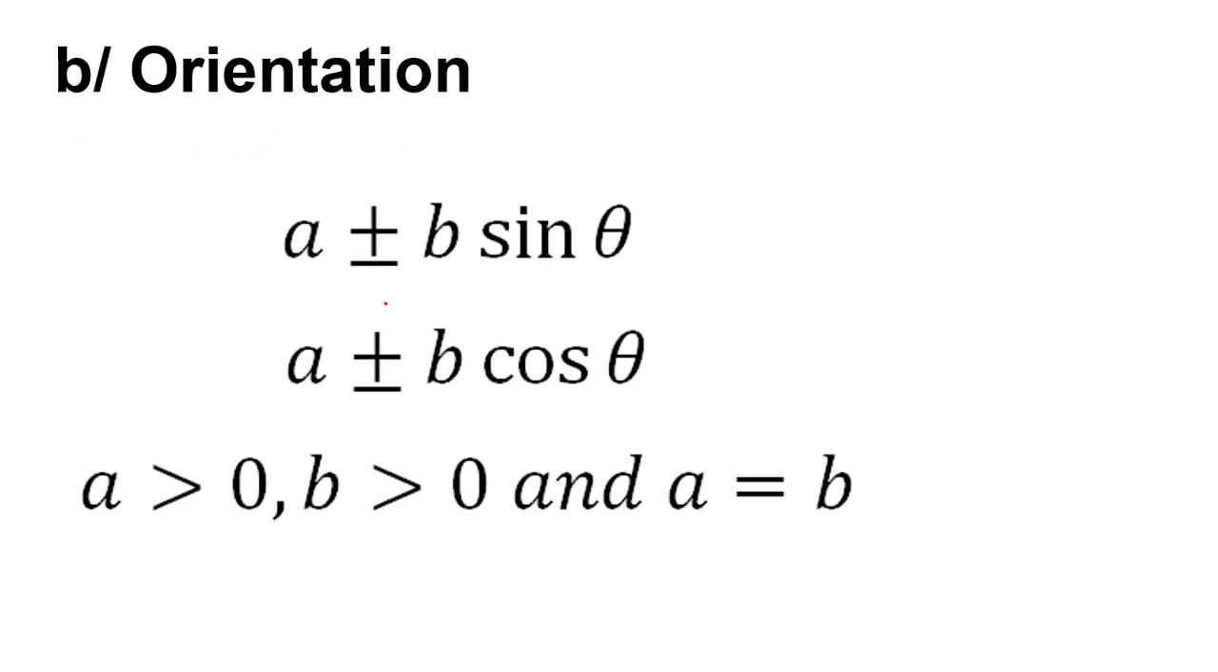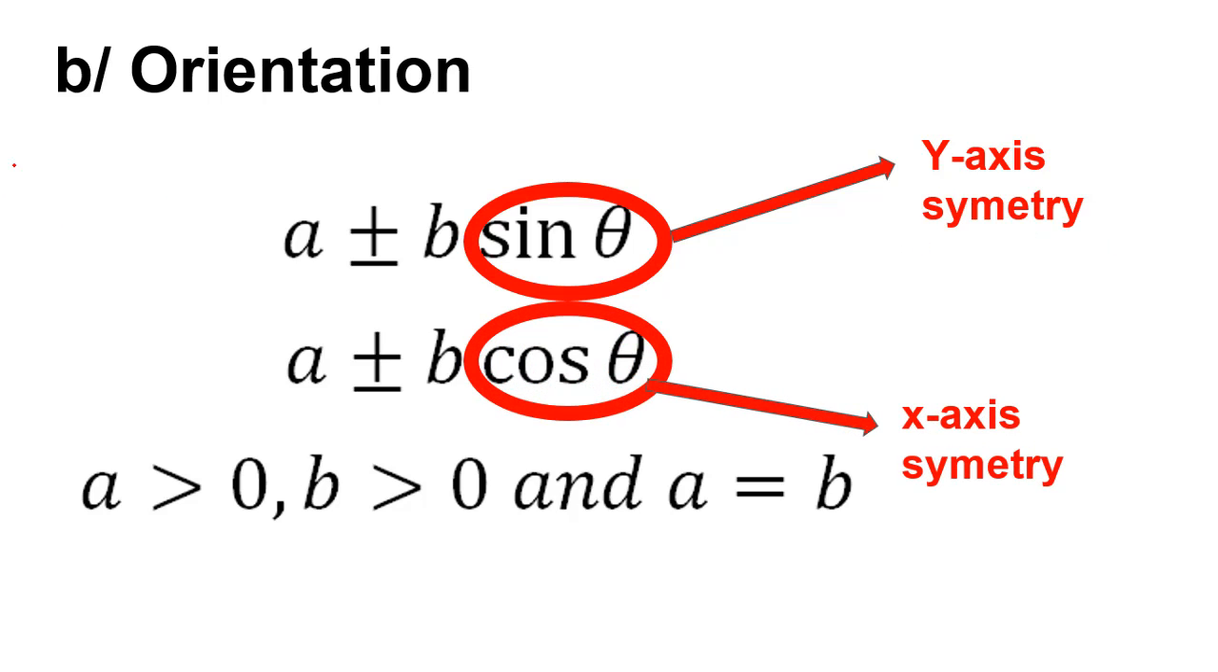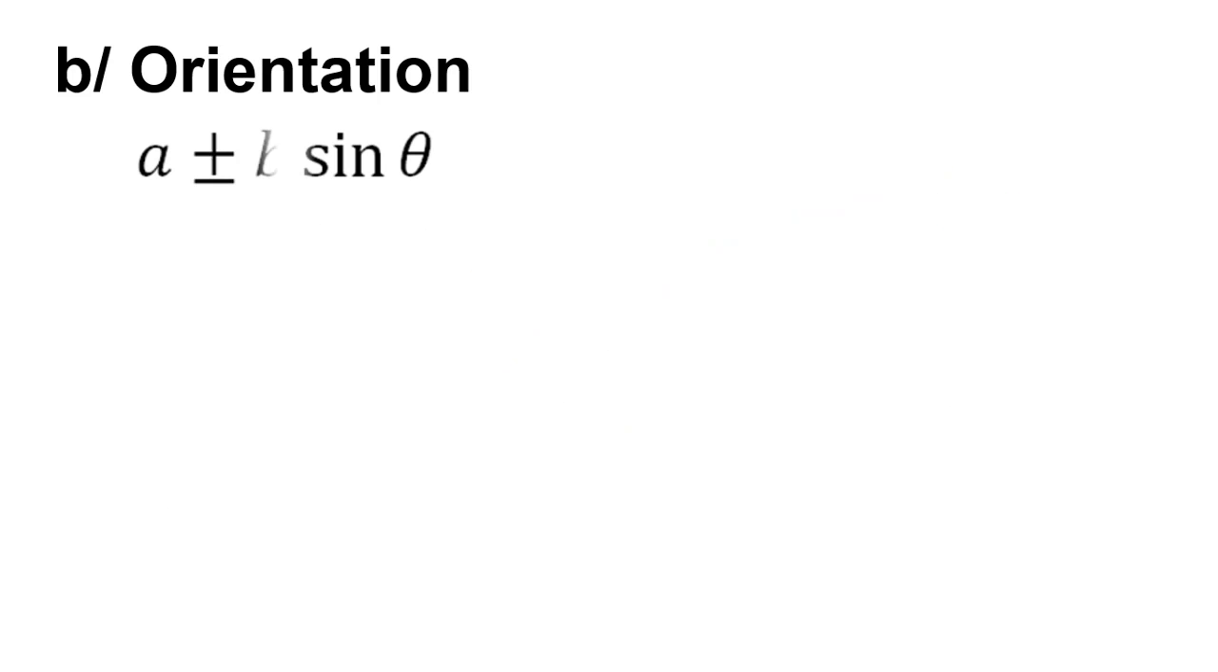Next, let's look at the orientation. So pay attention to this equation again. Next, what is sine theta? When you see sine theta, the cardioid is symmetric about the y-axis. And when you see cosine theta, it is symmetric about the x-axis. So let's look at some examples.